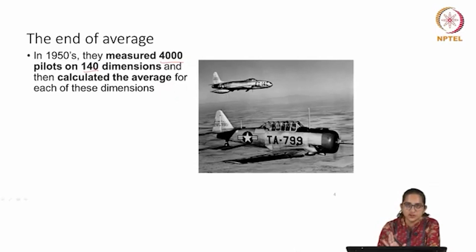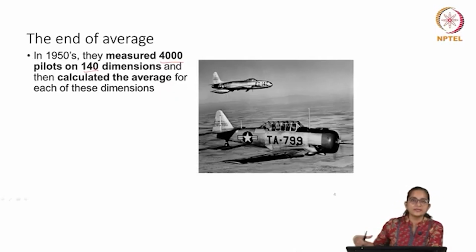So they were not really shot down, but they were just crashing, and people were dying because of it. So one of the questions that came was whether the cockpit is well designed, or can we look at those aspects of the cockpit. So basically what they did was they measured 4,000 pilots on 140 dimensions and then calculated the average of each of these 140 dimensions and used it to create the cockpit, right?